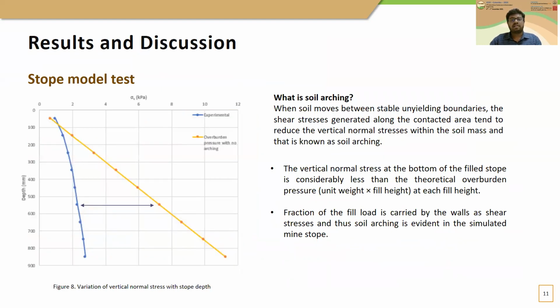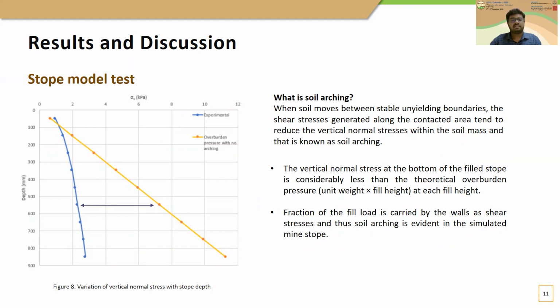Let's look at what soil arching is, in brief. When a soil mass moves between stable and unyielding boundaries, the shear stresses generated along the contacted area tend to reduce the vertical normal stress within the soil mass, and that is known as the arching effect.